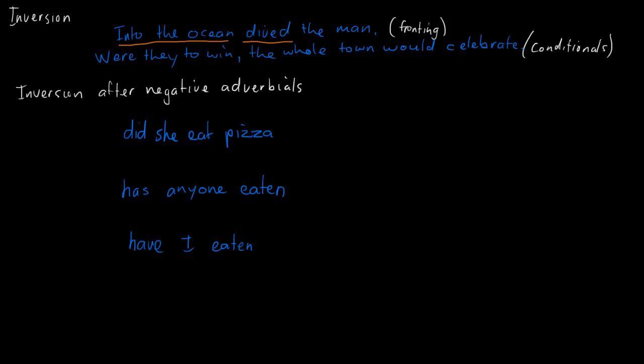So what we have, did she eat pizza? That could easily be a question. Has anyone eaten? Again, that could be a question. And have I eaten? That could be a question, but only if you had some serious mental memory issues. But it's still a legitimate structure. Now let's have a look at what happens when I put a negative adverbial in front.